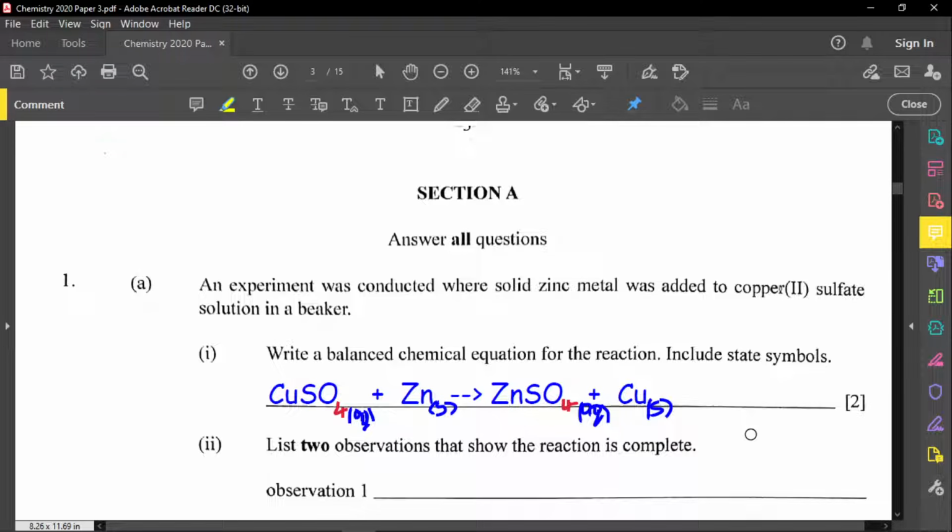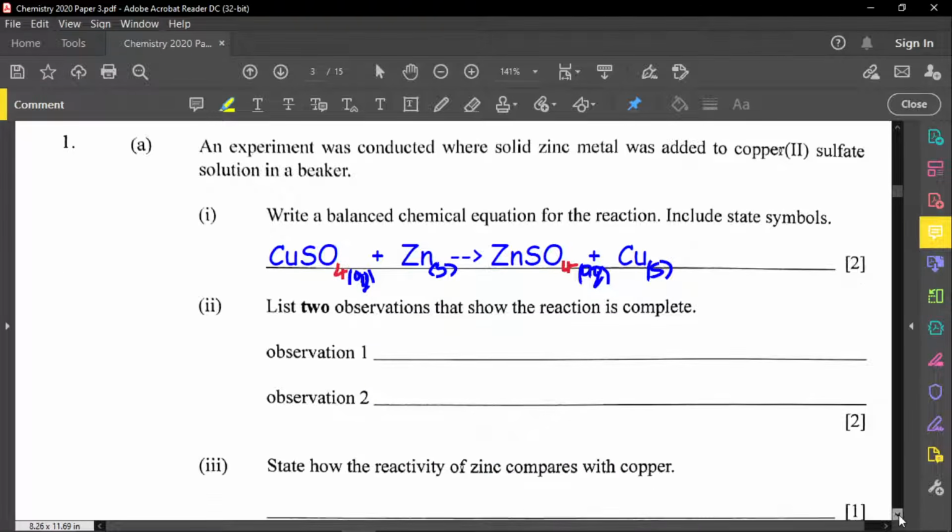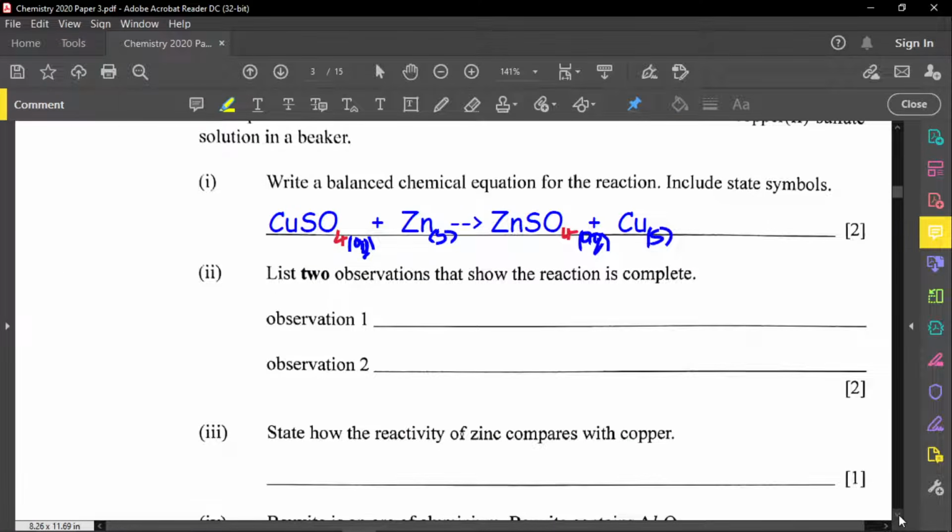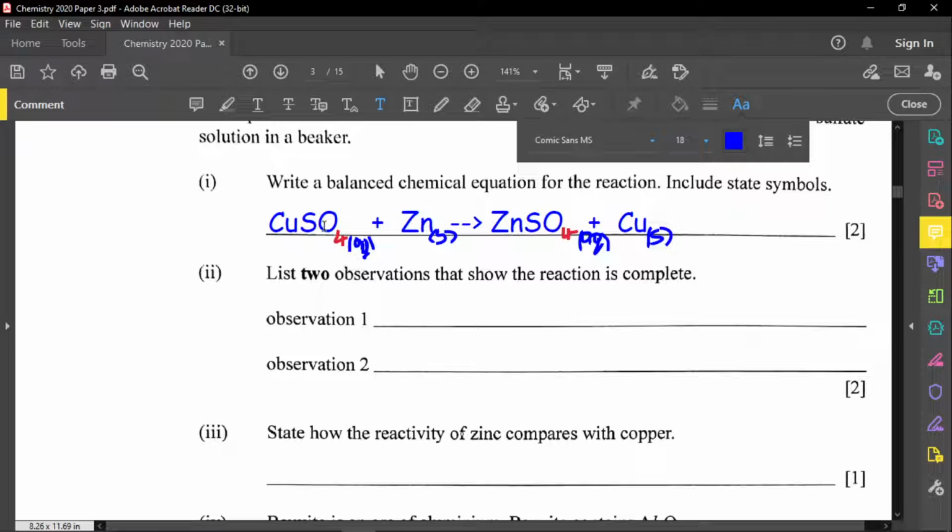Now let's jump into the next part of the question. This is part 2: list 2 observations that show the reaction is complete. To make sure this reaction is complete, there are a number of changes. You will see 2 particular changes. One is that copper sulfate, which is a blue solution, will turn into colorless zinc sulfate. So you see blue to colorless. That's one color change that you'll see.